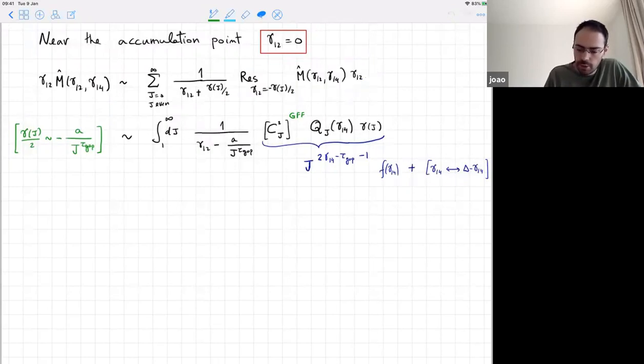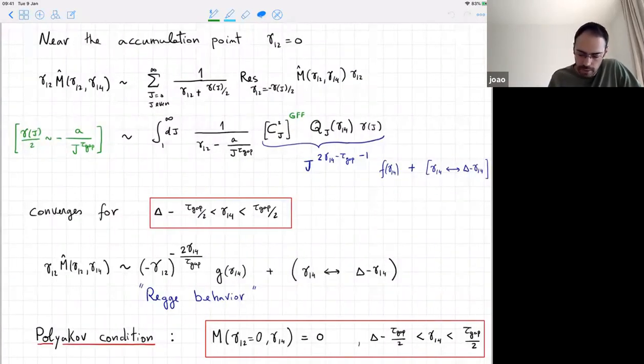The residues we also know: they are Mack polynomials times the OPE coefficients which approach generalized free field. That's the large spin bootstrap. We know that at large spin OPE coefficients approach GFF. So we can just do it and we get this kind of power law behavior, with J controlled by tau gap, the twist of the first exchanged operator. We have these poles that accumulate, and we only care about large spin, so we can change the sum into an integral. And we arrive at this conclusion.